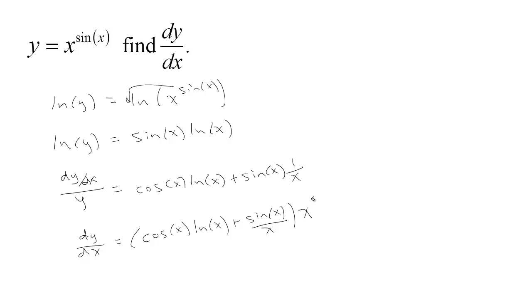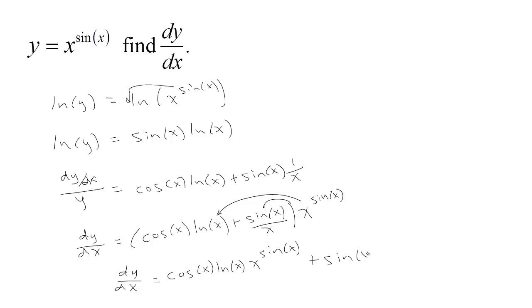but y is x to the sine x. So I find that dy dx is equal to cosine x ln x, x to the sine x. And that's when I distribute here. When I multiply it by this term, this x wipes out one of those, so I'm left with plus sine x times x to the sine x minus 1. So we get our derivative here.